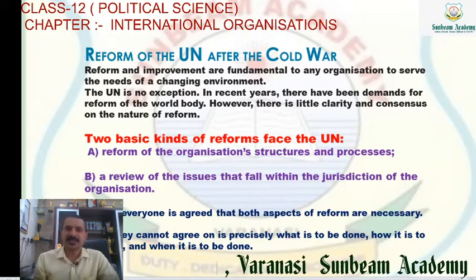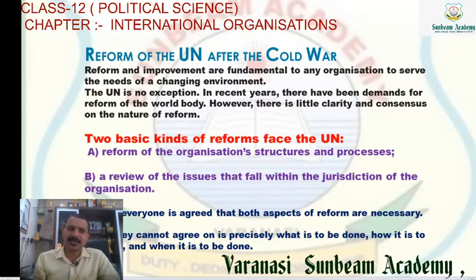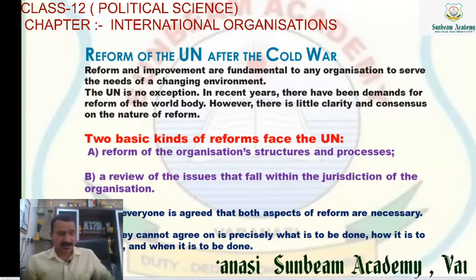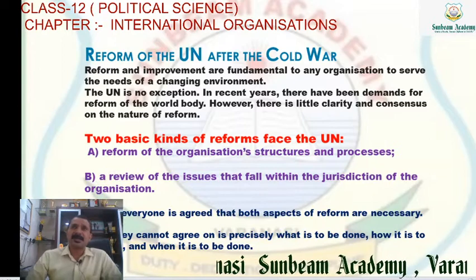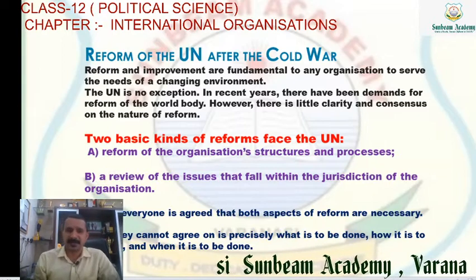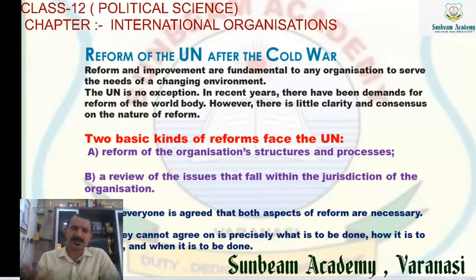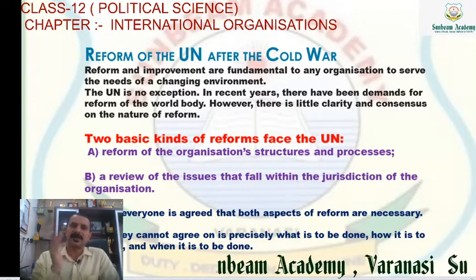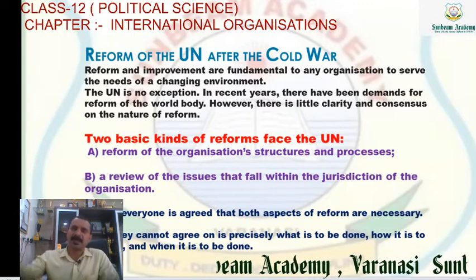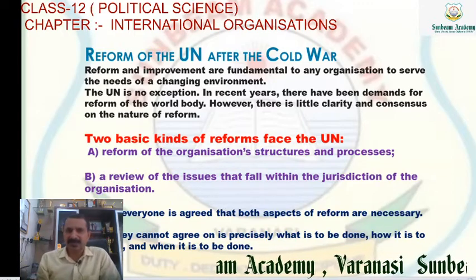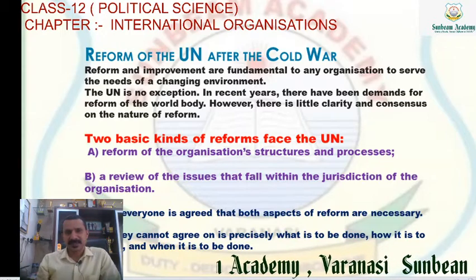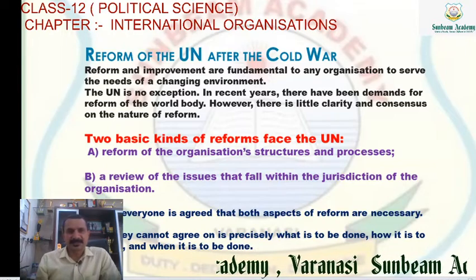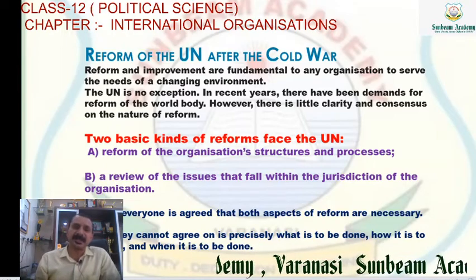And the second one is its jurisdiction, a review of the issues which fall within the jurisdiction of the organization, because now the world community has started saying that there is the least possibility of having any war, the third world war. So इनका क्या jurisdiction होना चाहिए? United Nations organization का क्या jurisdiction होना चाहिए? Social development, economic development, cultural development, work in the field of education, work in the field of health, sanitation, right? Child labor, child trafficking, then human rights. These are all the aspects that United Nations organization has to work on.